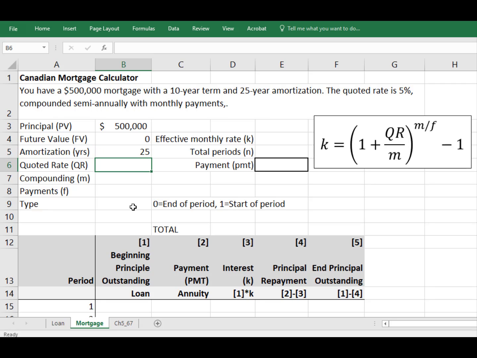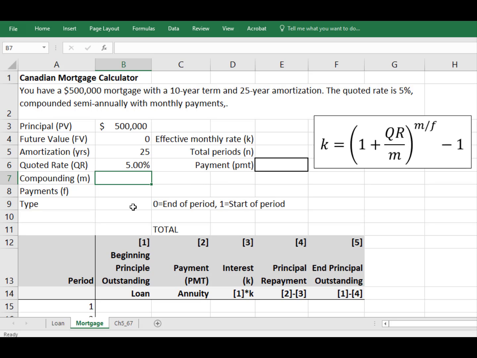The quoted rate on the mortgage is the rate that's advertised. It's sometimes called the APR, or annualized percentage rate, which is a rate that should include all fees and costs associated with the mortgage, but does not include compounding. So we're going to have to convert it to find out what the effective rate is.